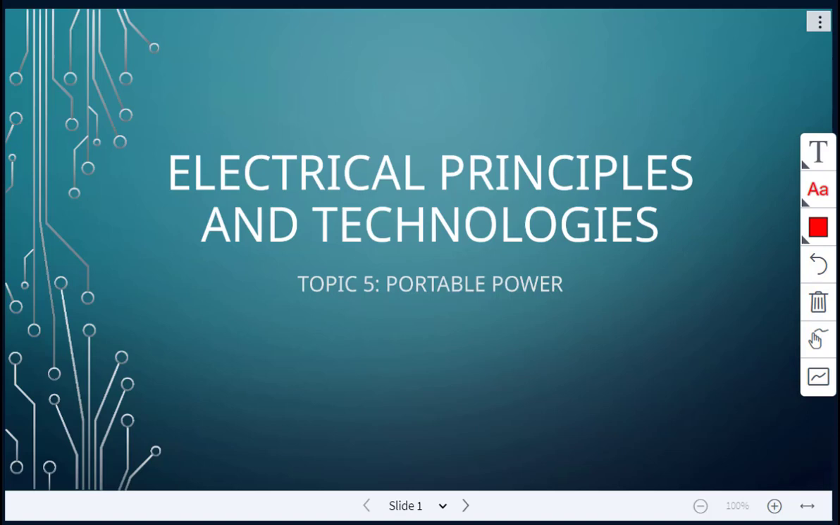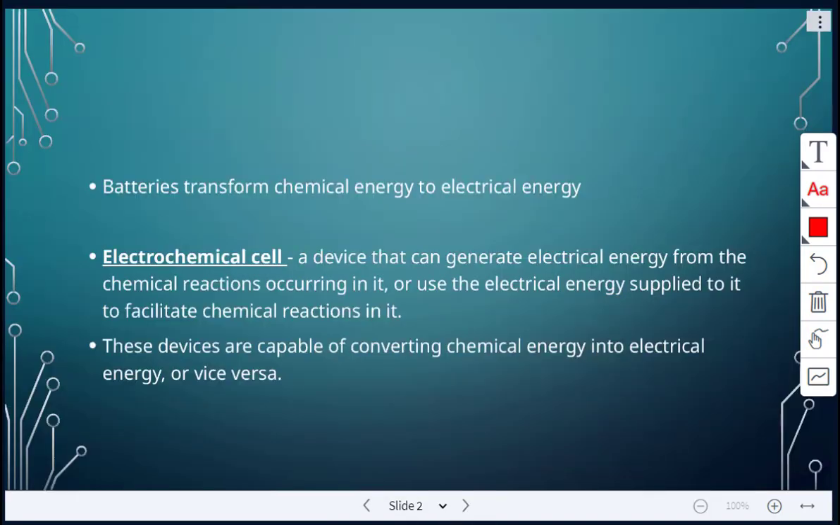All right, so today's class we are looking at topic 5, which is portable power. So we will be looking at batteries today. Batteries are able to transform chemical potential energy into electrical energy. And we're going to talk about electrochemical cells.